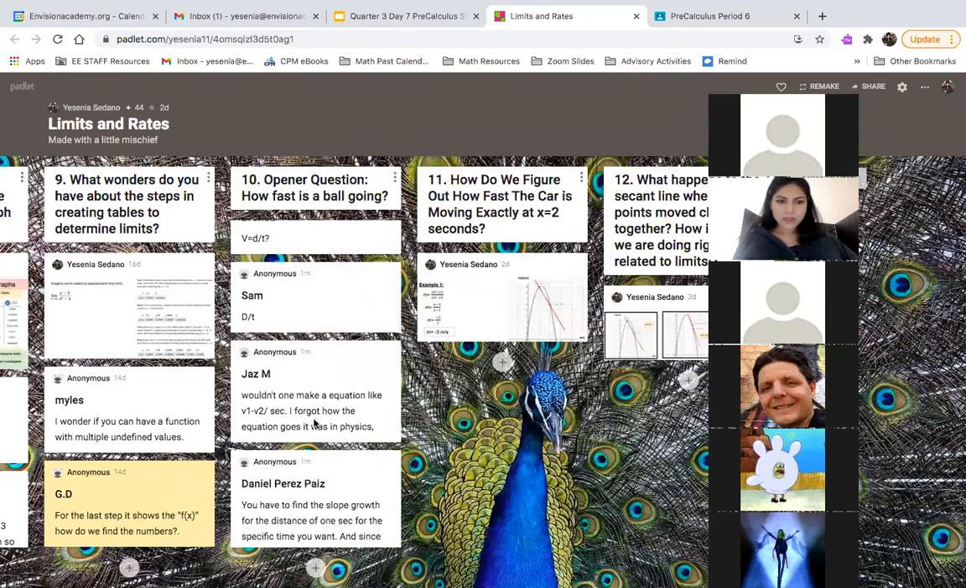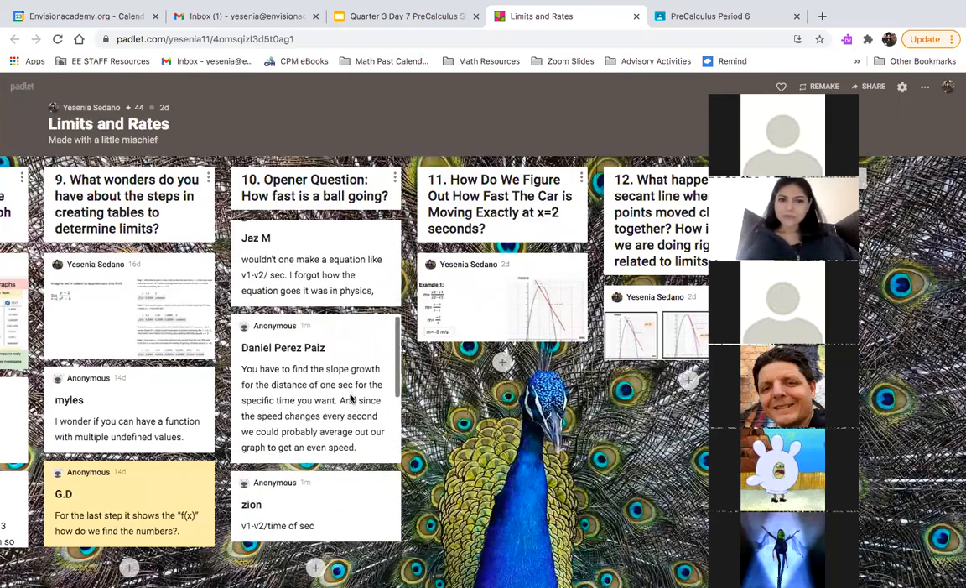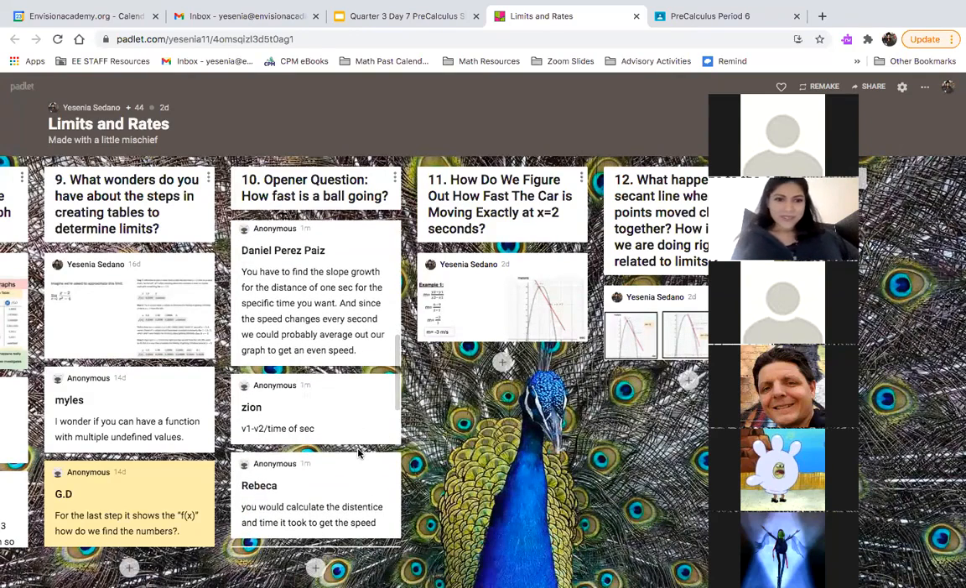So a lot of you are agreeing on this distance over time. Ooh, we have a new thing here. So we have something like v1 minus v2 over sec. I forgot how the equation goes. Ooh, bringing in some physics knowledge. That's awesome. Ooh, okay, we got to find the slope growth for the distance of 1 sec for the specific time you want. And since the speed changes every second, we probably average out our graph to get an even speed. Wow, so that's an interesting thought process there.